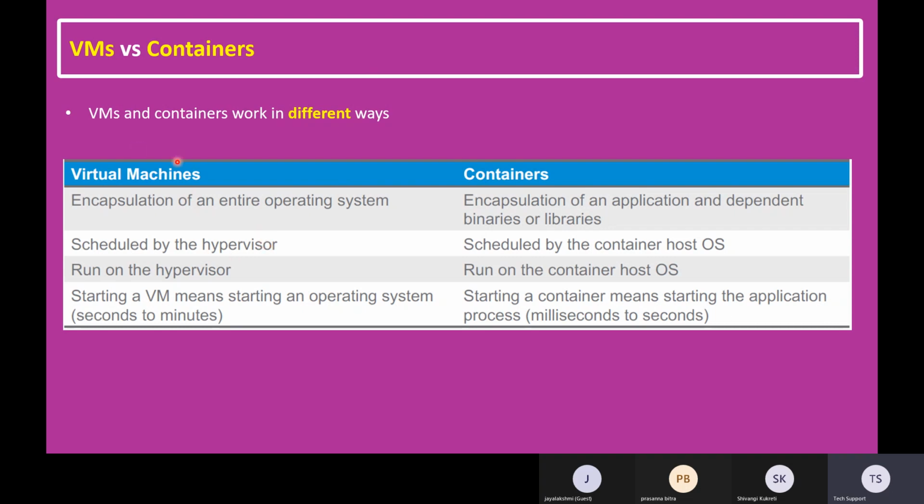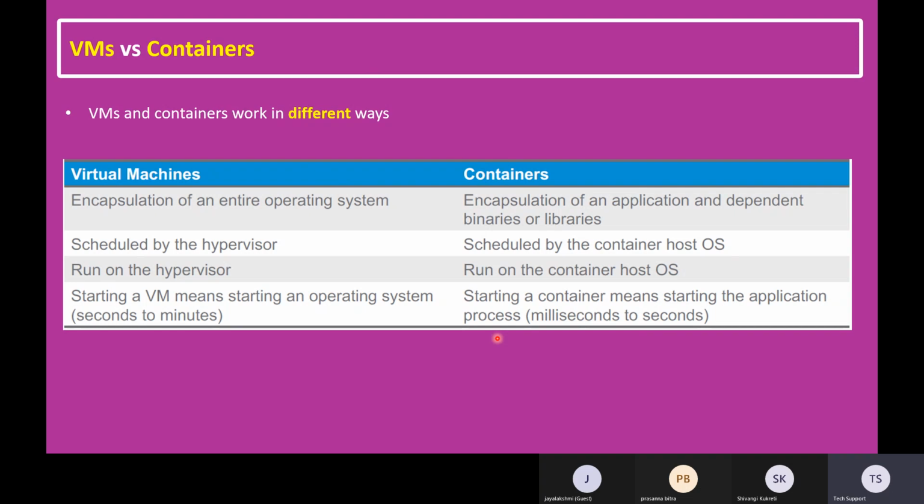Libraries means dynamic link libraries, DLL files. Virtual machines are always scheduled by the hypervisor, the ESXi host, but containers are scheduled by your container host operating system, which is the Docker host. Virtual machines run on the ESX hypervisor, and containers run on the container host, which is Docker. Starting a VM is like starting an operating system, seconds to minutes, but from the application perspective the time is minimal, milliseconds to seconds. So starting a container means starting the application process.